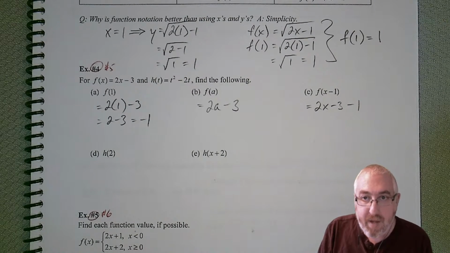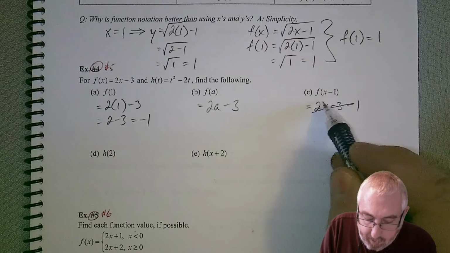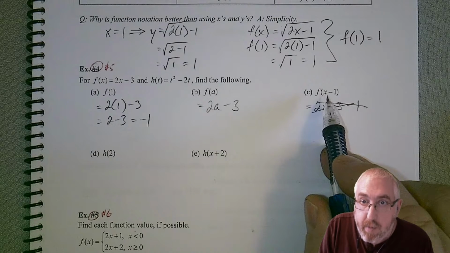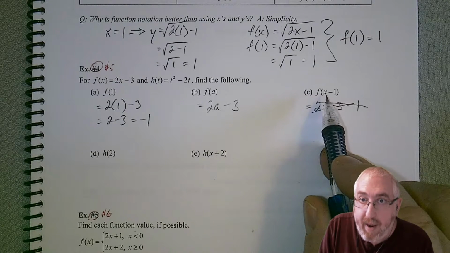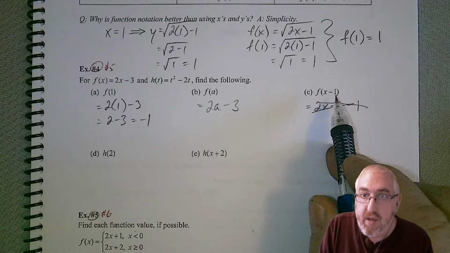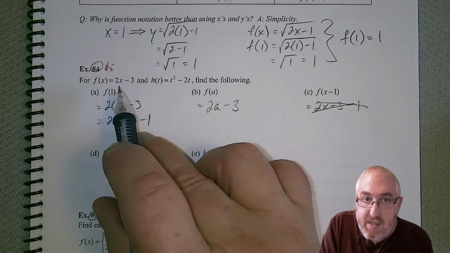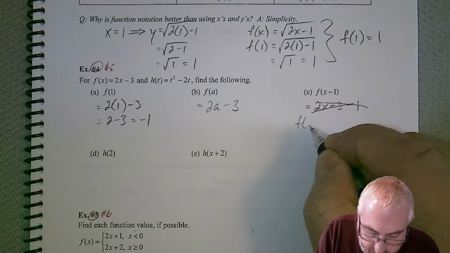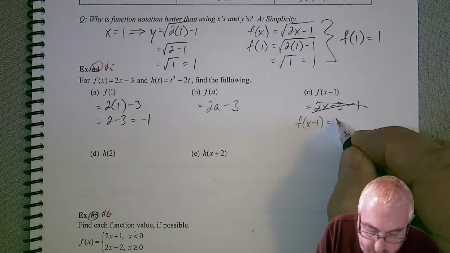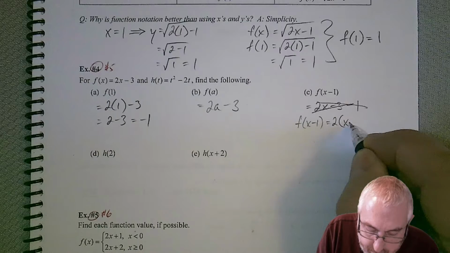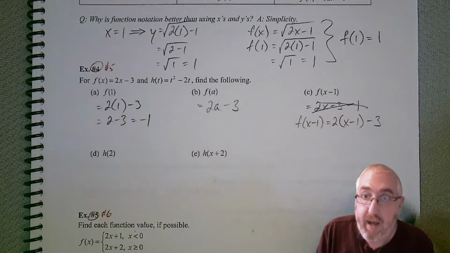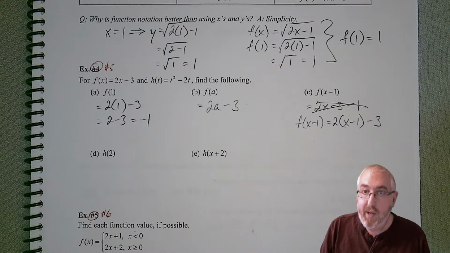That's a big no-no. This would not be correct. This wants you to replace the variable in the function with x minus 1. This has to replace the x in both of these locations. So you would say f of x minus 1 equals 2 times (x minus 1), and then you still got that minus 3 at the end. That would be the proper substitution for this.